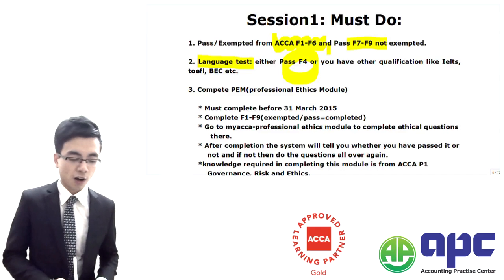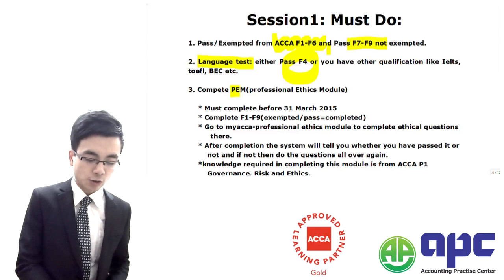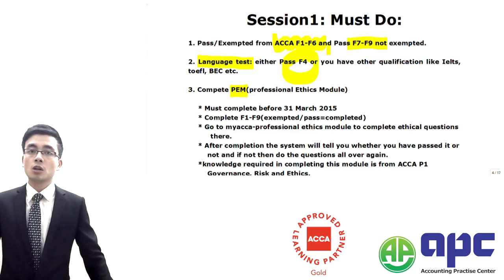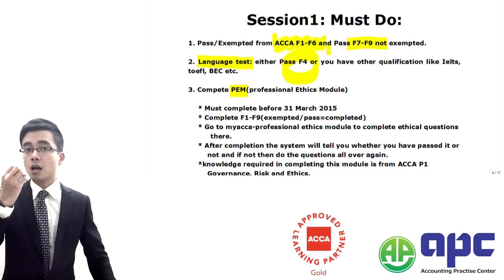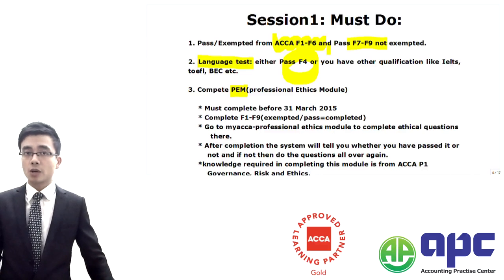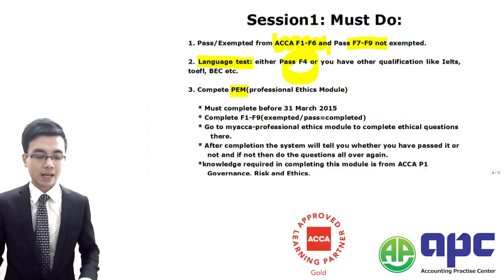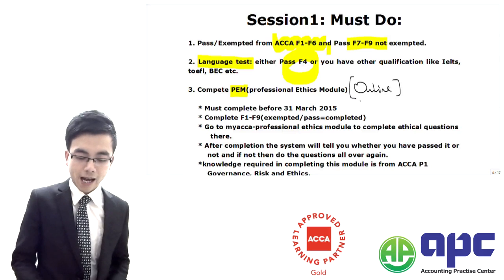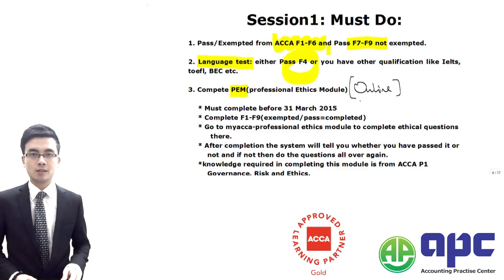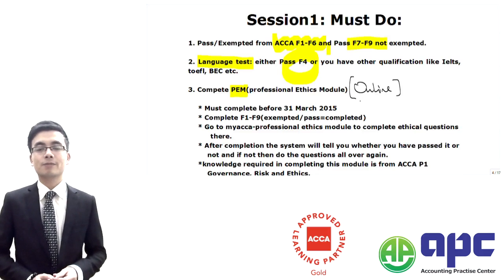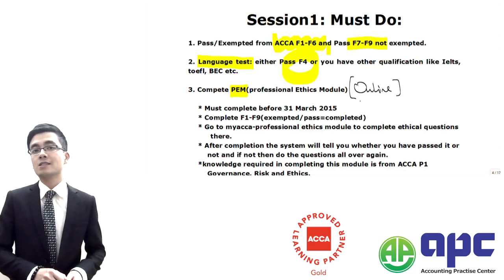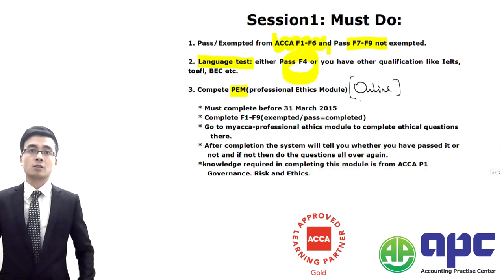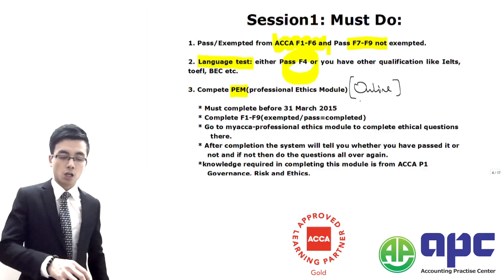The third of our must do conditions is to complete your PEM, which is the Professional Ethics Module. The Professional Ethics Module shows that you are an ethical accountant, so you need to complete that online. So how are we going to complete that? Of course, you can get access to your ACCA account on the ACCA Global website. Once you click on those, you can see on the left-hand side the Professional Ethics Module. You have to pass this module.